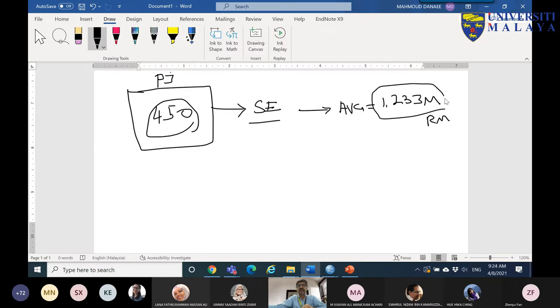Can I infer this result to all Malaysians? Can I say that this is the average income of all Malaysians, 1.2 million ringgit per month? Definitely not. Of course not. Cannot.